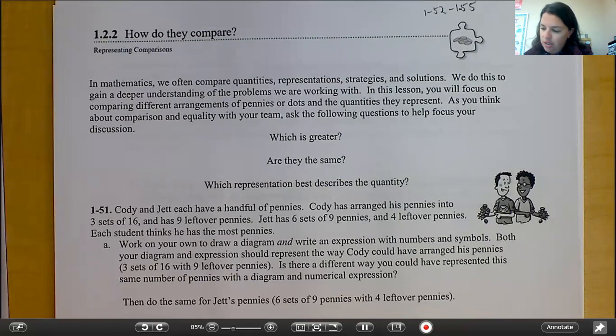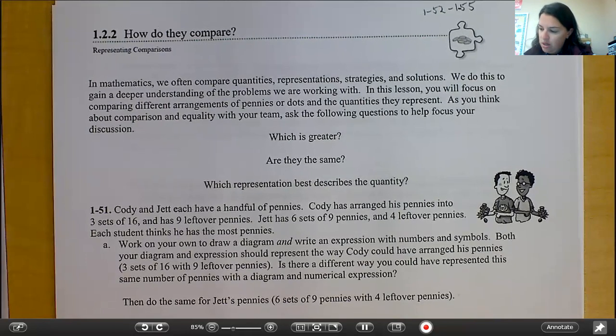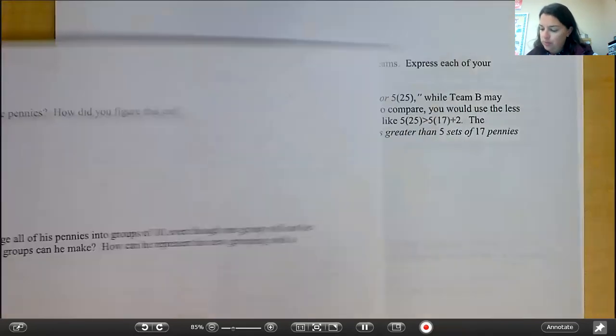As you think about comparison and equality with your team, ask the following questions to help focus your discussion. Which is greater? Are they the same? Which representation best describes quantity? So we're going to start with 152.